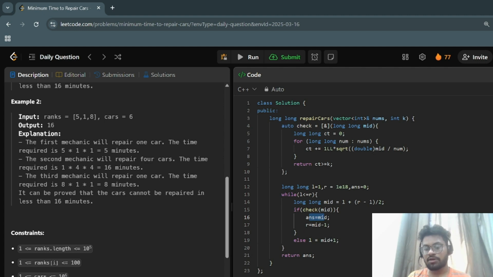So in the left side part of the array there might be a solution that exists, or else we'll just make l as mid plus 1. We'll check for the right side part of the array if it is not possible, and in the end we return the answer.